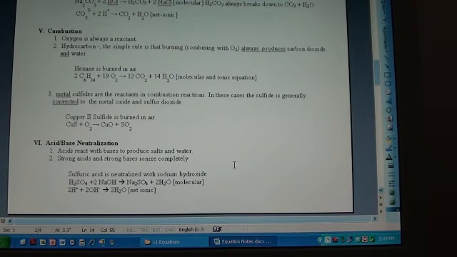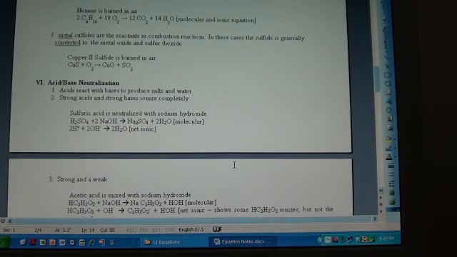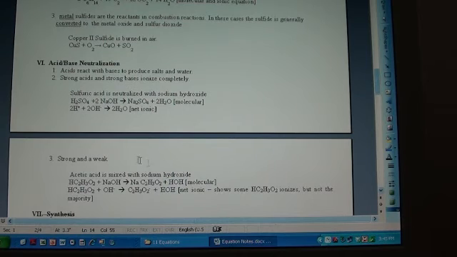Okay, acid-base neutralization is a subset of a metathesis reaction. Remember, only ionize strong acids and strong bases. Here is another example of a weak acid and a weak base. This is the other way to write acetic acid.